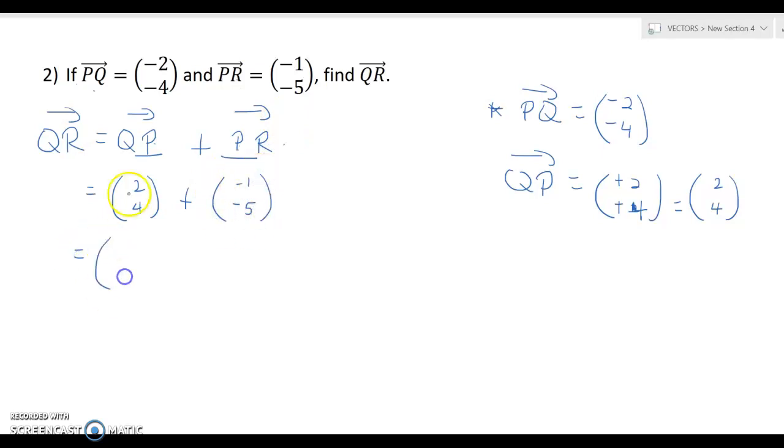So then we're going to get 2 plus -1, and then 4 plus -5. And remember, a positive and a negative gives you a negative. So that's 2 take away 1, which is 1, and then 4 take away 5, which is -1. So vector QR is (1, -1). So far so good again.